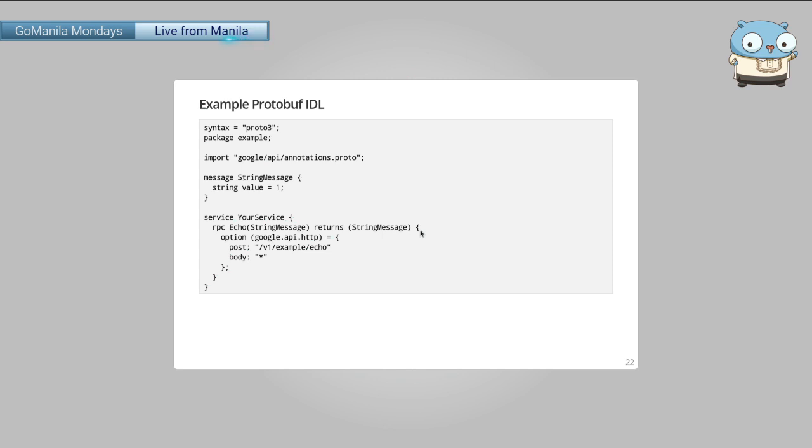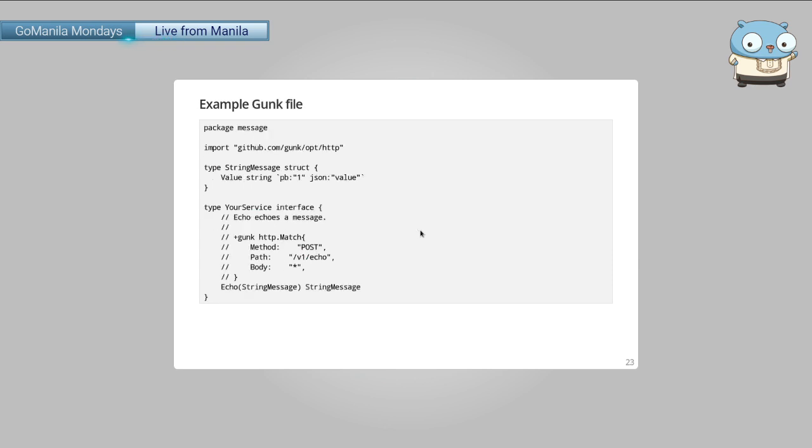And the gRPC gateway will generate a REST wrapper for that gRPC endpoint. And here's the same endpoint, but written with Gunk. So the key takeaway from Gunk is that the syntax is Go inspired.